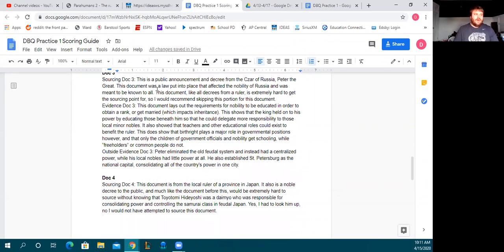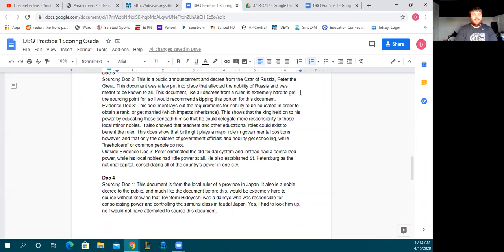For document 3, this is a public announcement and decree from the Tsar of Russia, Peter the Great. So this document was a law put into place that affected the nobility of Russia and was meant to be known to all. This document, like all decrees from a ruler, is extremely hard to get the sourcing point for. So I would recommend skipping this portion for this document.